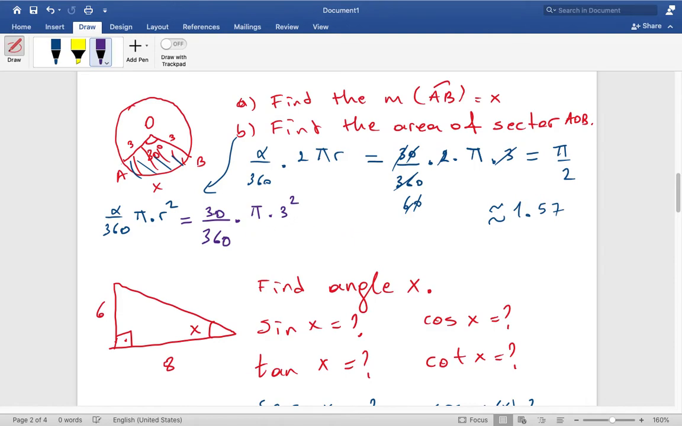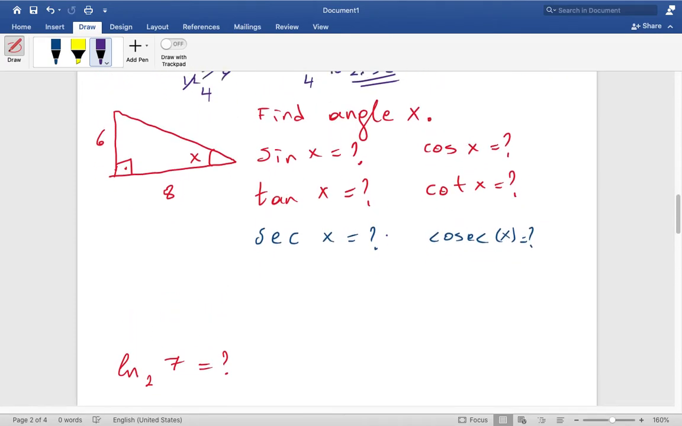And then let me use the calculator. So 30 over 360, actually 1 over 12. And 3 squared, if we say 3 times 3, this 3 and 12 will be simplified to 4. So I will get 3 pi over 4, which is approximately, let me use the calculator, 3 times pi divided by 4 equals 2.356. So if I round it, 2.36, I can say. That's it.